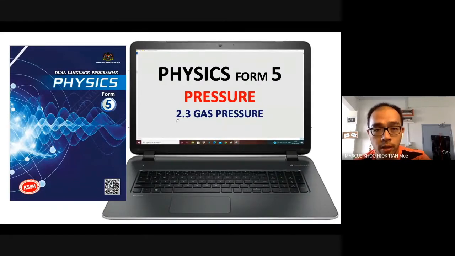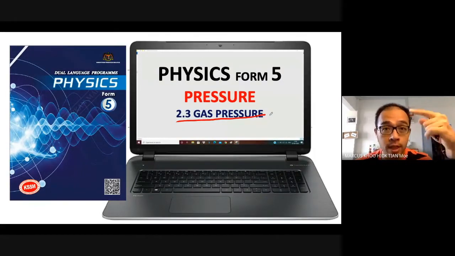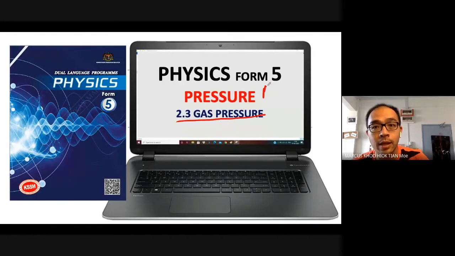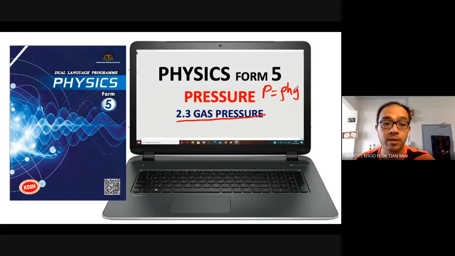So today we're going to be talking about gas pressure, and it's a continuation from what we've learned before. The first thing we learned was liquid pressure, and I still want you to remember the same formula, P pressure equals rho h g. Density times the depth of the water times gravity, which is 9.81.